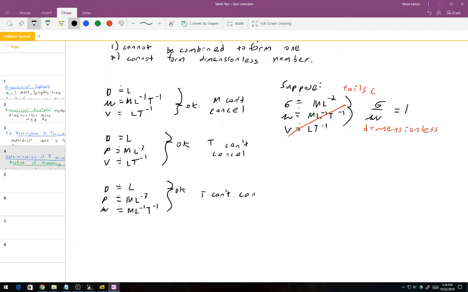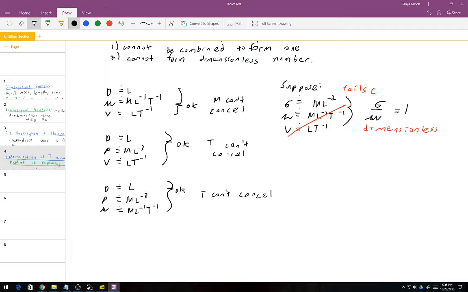So a good criteria, or a good giveaway, that these would work as a set of repeating variables is if you have a dimension that only appears in one of your variables. There's no way to cancel that out if that dimension does not appear in other variables.